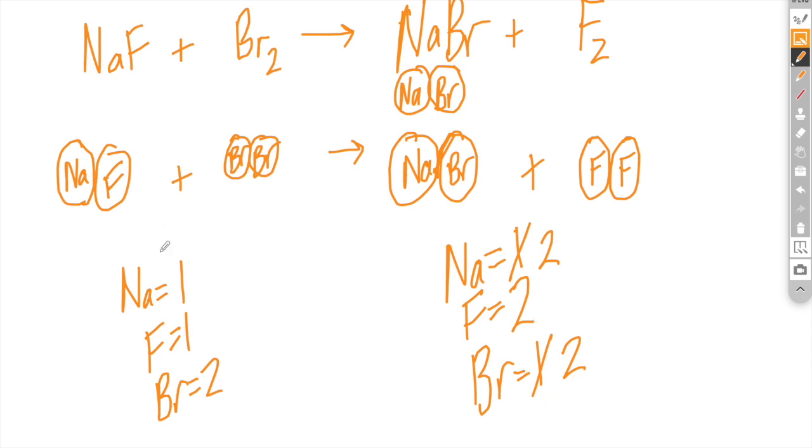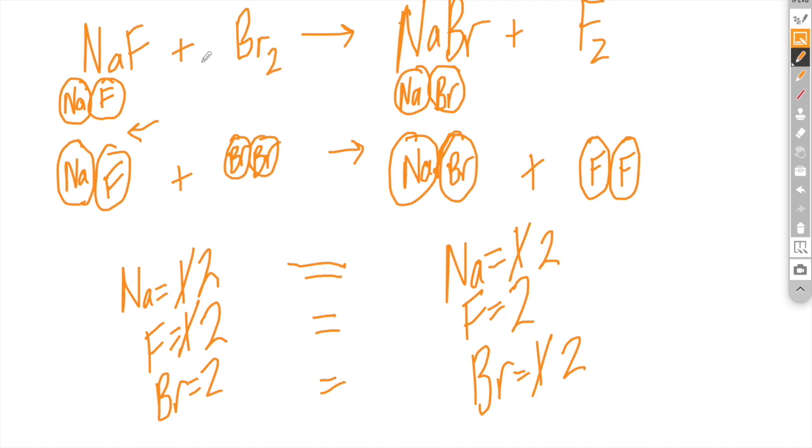So I'm going to go over here on the left side, on the reactant side, and I'm going to add one more NaF or one more Br2. And hopefully it's obvious now that you're going to have one more Na and one more F in one NaF compound. Notice that there's a space in between here because they're not all connected. So that'd be two Nas on the left side and two Fs on the reactant side. And now you notice all of them are equal, both sides. So we're done with the chemical reaction.